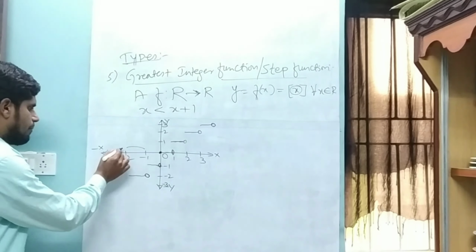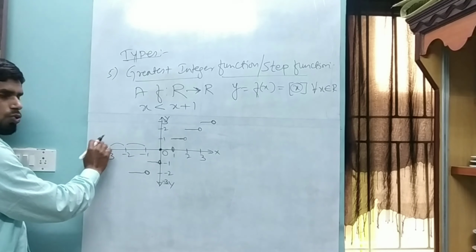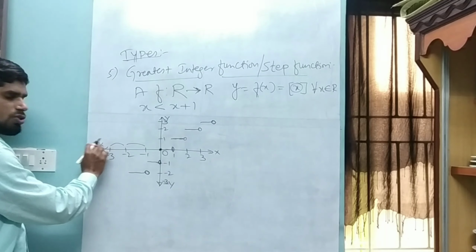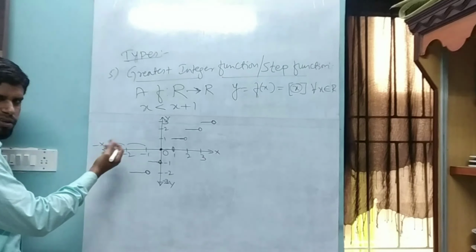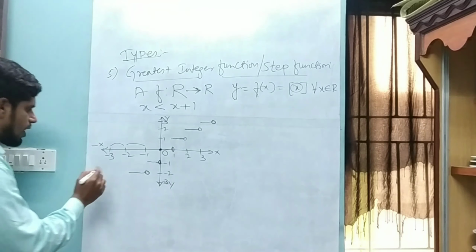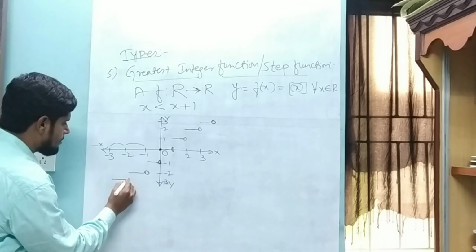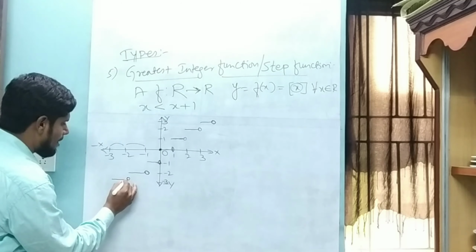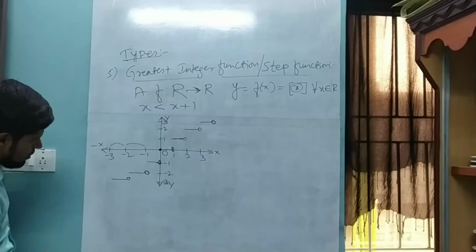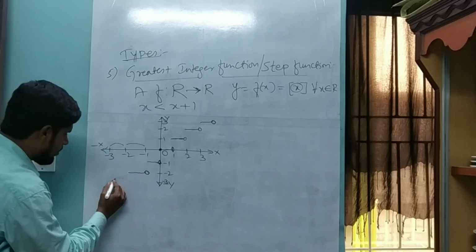Next, like that, -2 to -3. If I put -2.3, -2.2224, -2.0001, any decimal down to -2.999, the answer is always -3. Put a circle here. Okay, put it a little bit below.